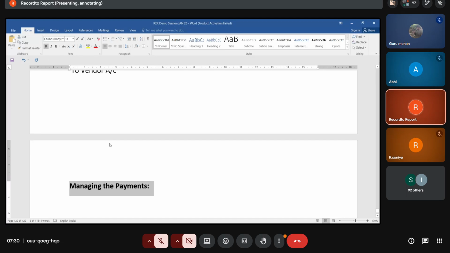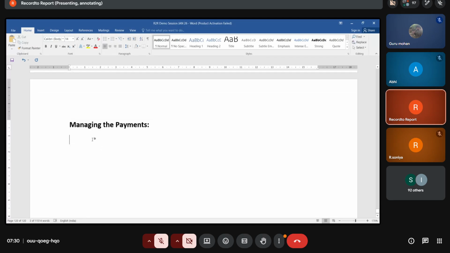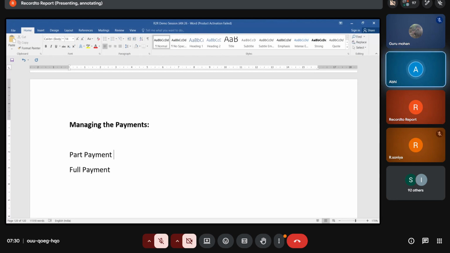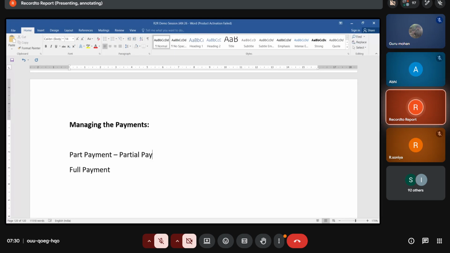there is a due date. According to the due date, the company needs to make the payment to the vendors. Payments are of two types: part payment and full payment. So what is part payment? In the company, they used to call it part payment, that is, partial payment. Full payment means full settlement, where there are no balances left.